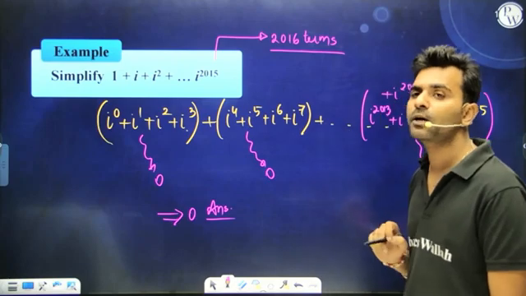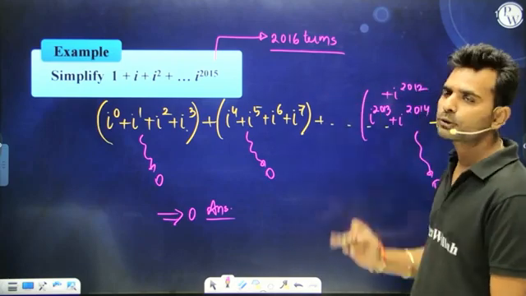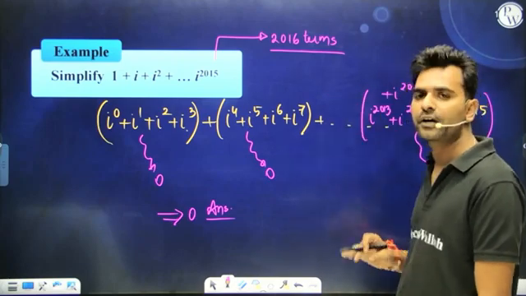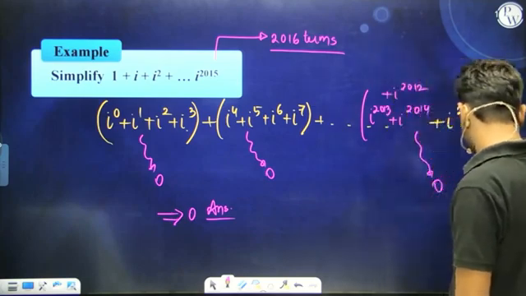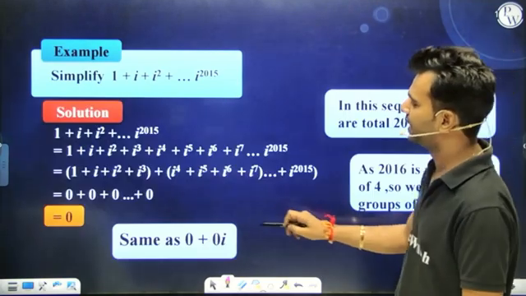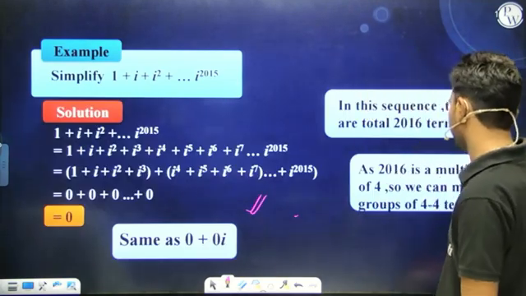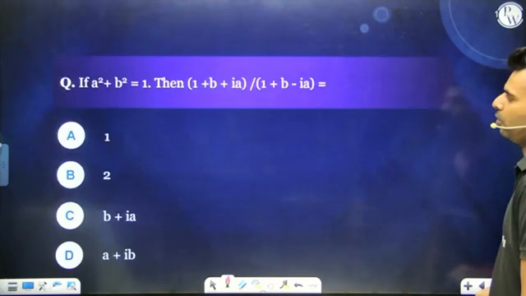Because if you form a group of 4, all the 2016 terms appearing over here will be consumed, and that's why the answer is coming out to be 0. You can check it out over here. I have explained this. I hope the problem is clear to all of you guys.